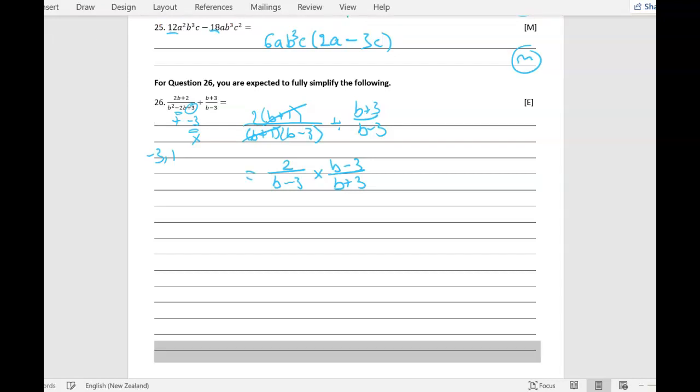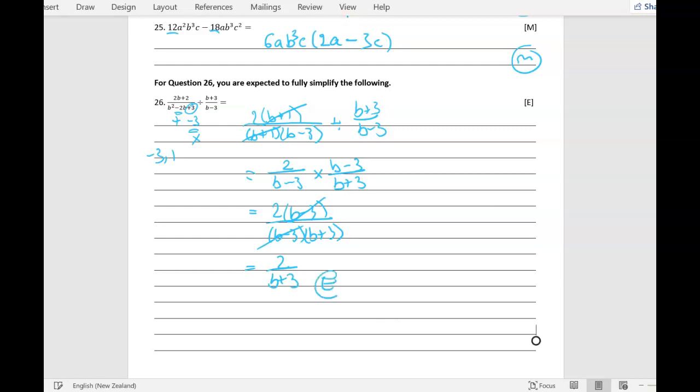Okay, we're now going to do top times top, bottom times bottom. So that's going to be 2 times (b - 3), and then (b - 3)(b + 3). The minus 3s cancel each other out, leaving us with our final answer, b divided by (b + 3). If you were able to get to that very final answer, you got an excellence. Well done. If you were able to factorize and flip that fraction, I gave you a merit.